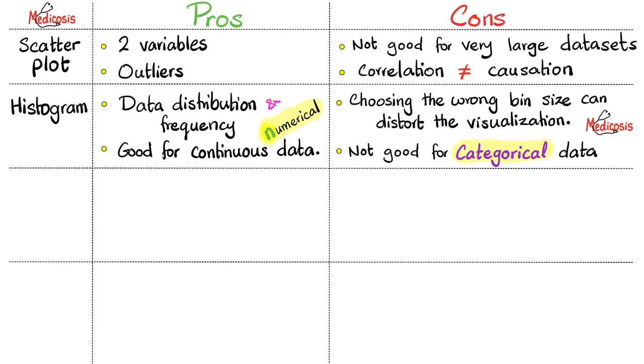Histogram pros and cons. The pros: the data distribution and frequency are shown and they are beautiful. We know exactly the number of students who scored in each group of points on the exam. Histograms are good for continuous numerical data, whereas bar charts are good for categorical data.